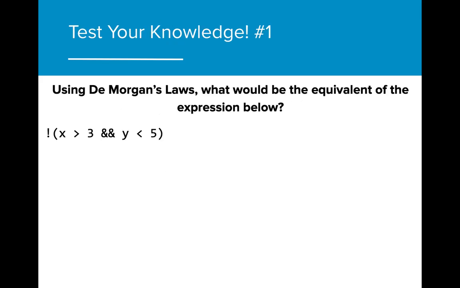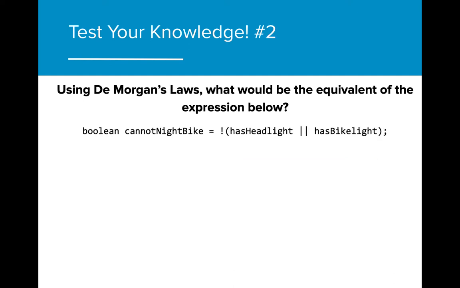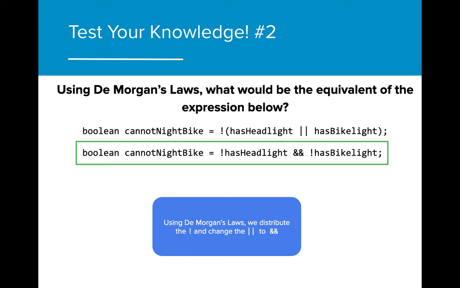Let's try a couple of practice problems using De Morgan's laws. Based on his findings, how could we rewrite this expression? This can be written using an or statement. If we negate each statement and change the and to or, we will get an equivalent expression. For additional practice, let's try one more. What is another way we can write this expression using De Morgan's laws? We can change this to an and expression by adding a not keyword before both expressions.